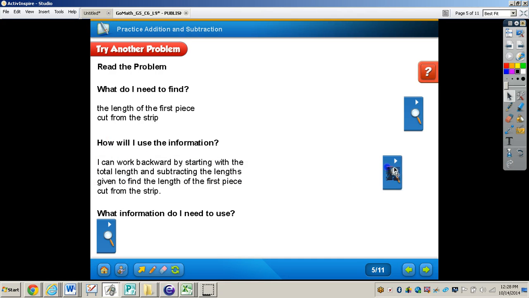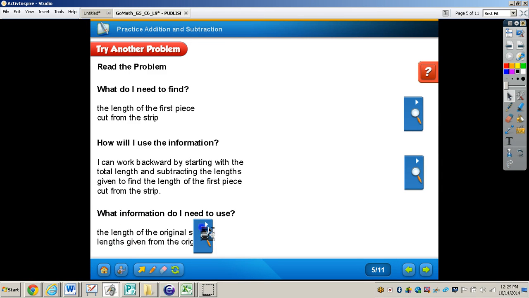Now, how will you use the information? You can work backwards by starting with the total length and subtracting the lengths given to find the length of the first piece cut from the strip. And then what information do I need to use? Actually, those should be backwards there. What information do I need to use? The length of the original strip and the two lengths given from the original strip. So if you copy these down, they're actually backwards on the chart here.